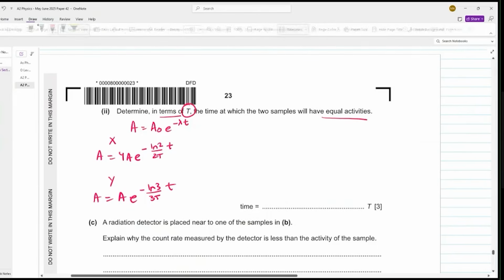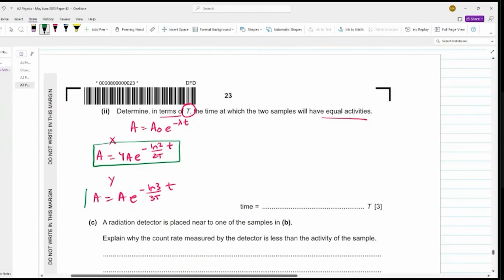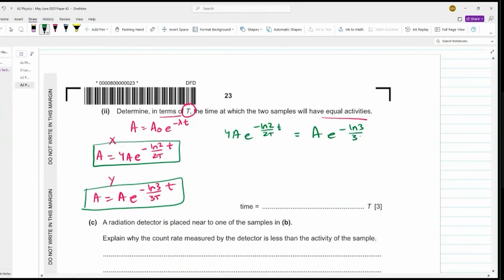Now, if you want both the activities to be same, what will you do? You equate the activity of X to the activity of Y. Let's do that. 4A e^(-ln2/2t) into t is equal to A e^(-ln2/3t) into t. This is what A2 physics does to you.